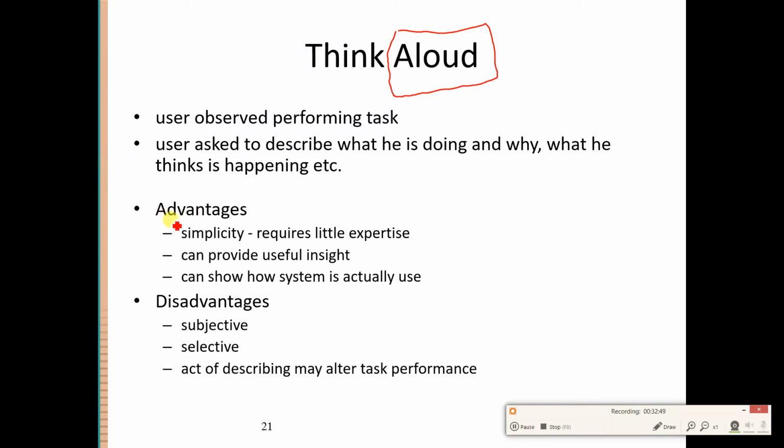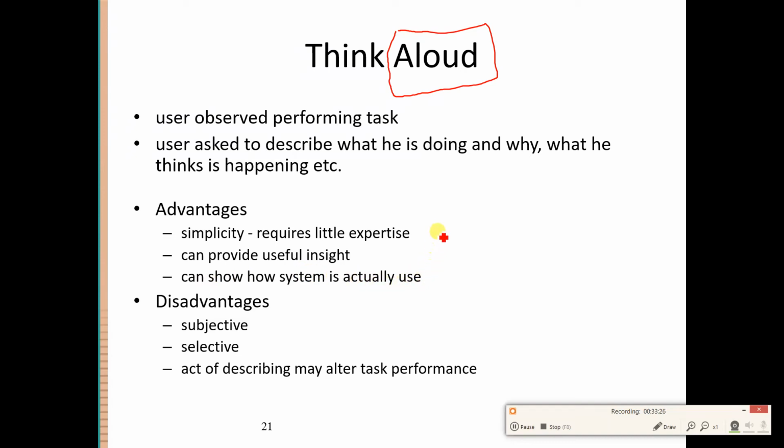The advantage of think aloud is that it is a simple method and requires little expertise. The user uses the system and expresses himself or herself, and we observe this. There is no complication, and this can provide useful insight. Maybe the user finds something difficult to do, so he tells us, "I am not finding this icon, I don't know how to do this." By observing the user and listening to his words, we can identify the problems in the system and show how the system is actually used.